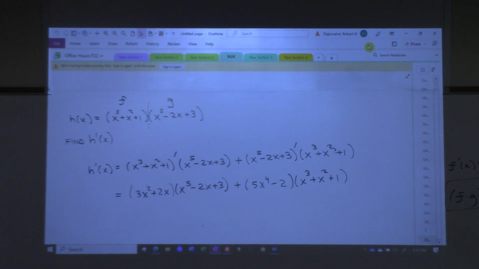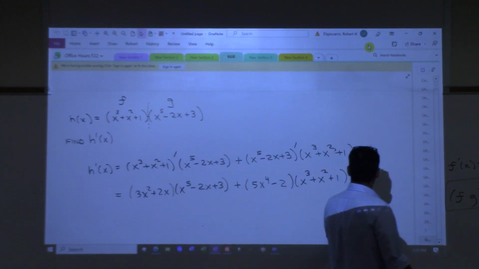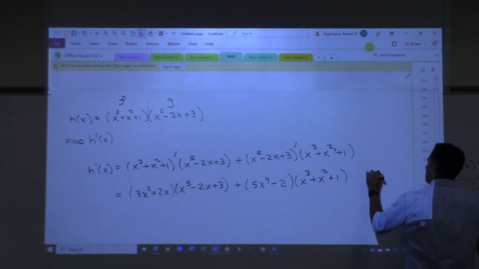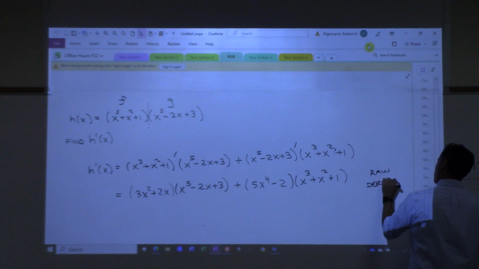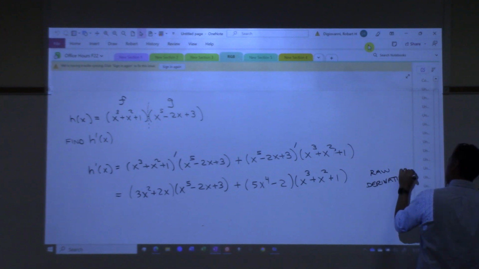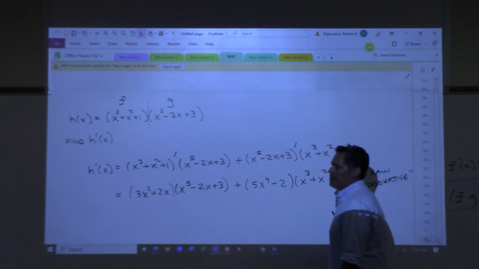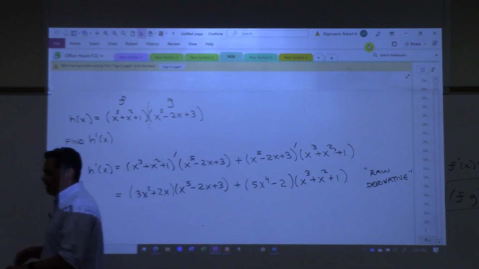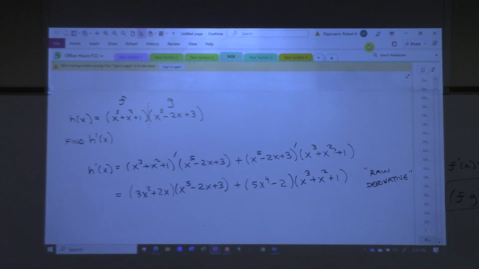That's the answer. Okay? This is what I like to refer to in this class as the raw derivative. The raw derivative, meaning that's the unsimplified, I'm not trying to do anything on that just other than showing you that I have the derivative. There's a ton of algebra that we could try here.